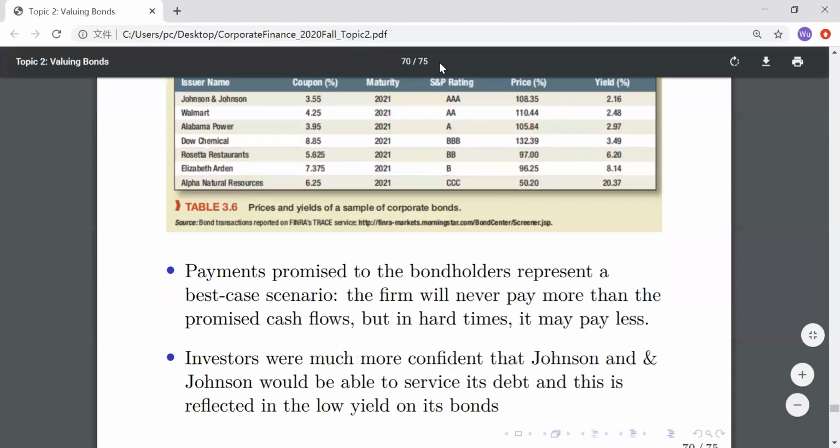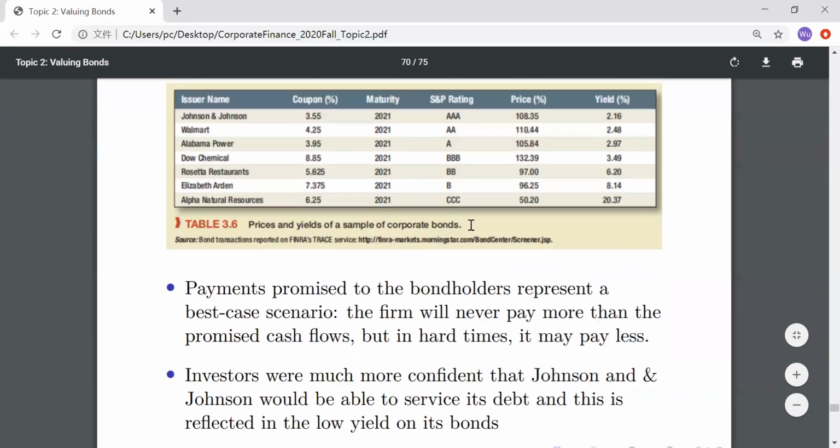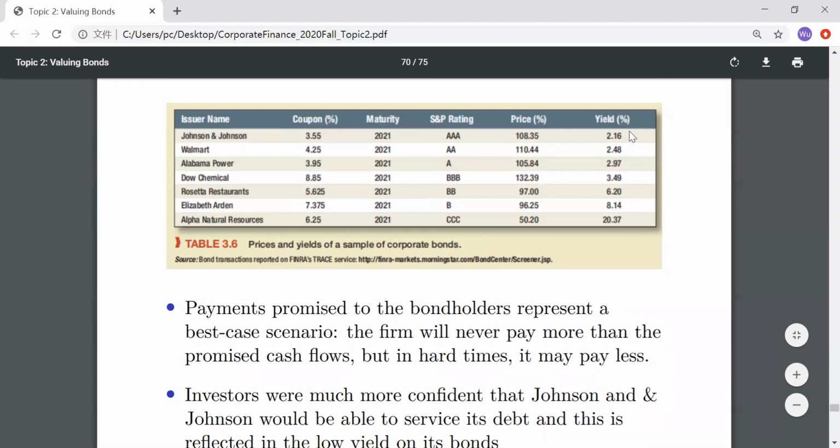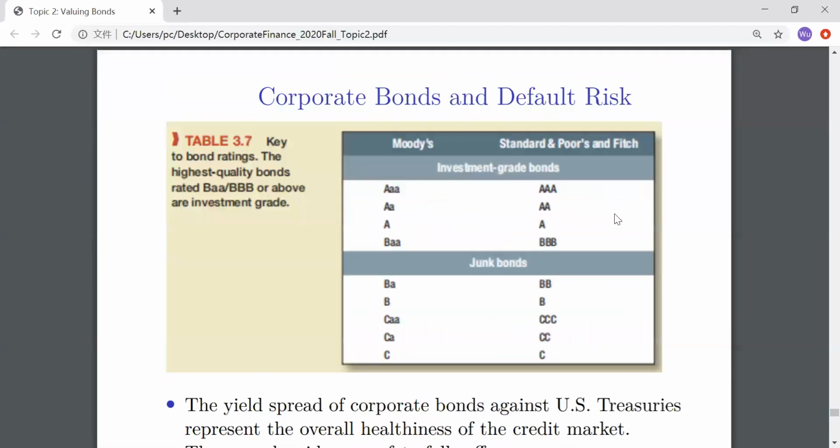Now you can see because Johnson & Johnson has a very high credit rating, it doesn't have to offer a very high yield. Oh, sorry, it doesn't have to offer a very high coupon rate. And that's why it is reflected in the low yield on this bond, only 2.16. Only when the credit rating is very low, like this company, then the yield must be very high in order to attract investors. Otherwise, nobody wants to buy the bond.